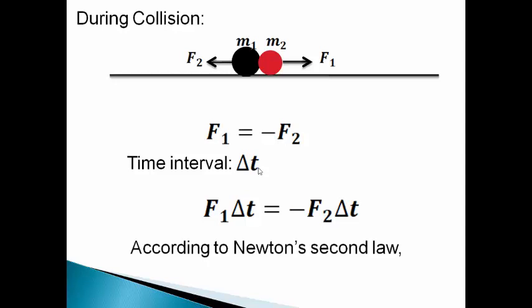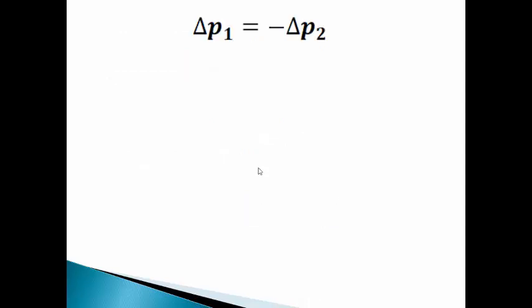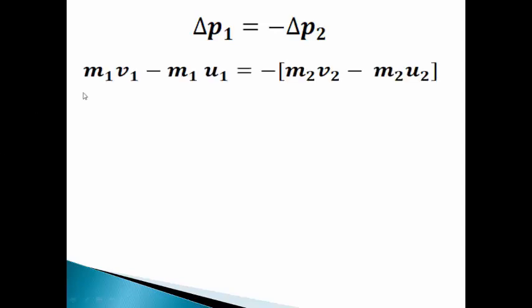According to Newton's second law, force times time interval equals change in momentum. You already know that, right? Therefore, change in momentum for particle 1 will be equal to negative change in momentum for particle 2. So we write m1 v1 minus m1 u1, that is the change in momentum for particle 1, equals negative of the change in momentum for particle 2, m2 v2 minus m2 u2.